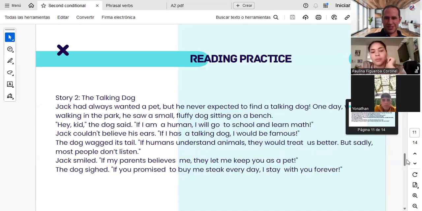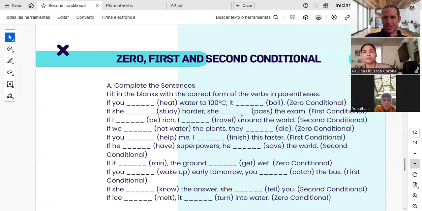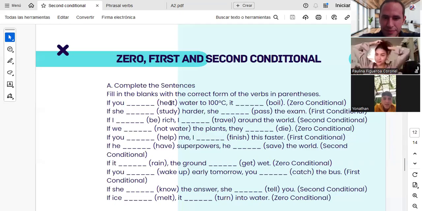Okay, let's continue. Now we are mixing here. We're mixing zero, first and second conditional. So you have to decide which conditional structure you have to use. So Jonathan, the first one, I'm sorry, number one. Crazy. If you, I'm sorry. Okay, can you move the mouse?